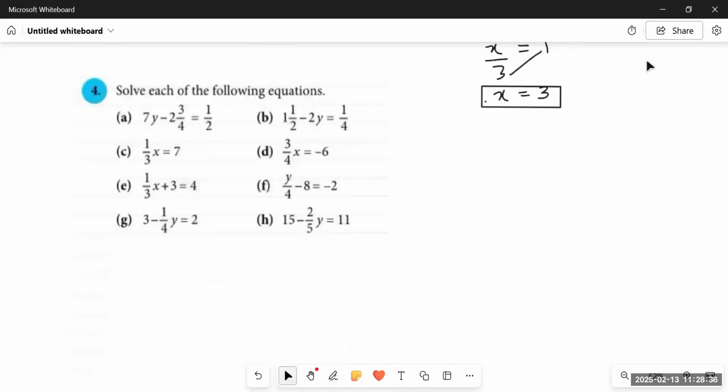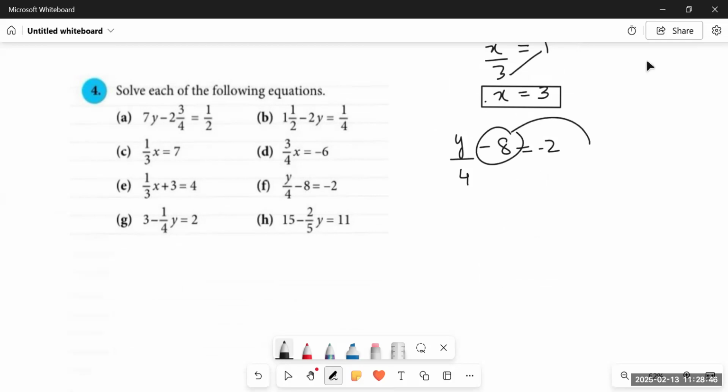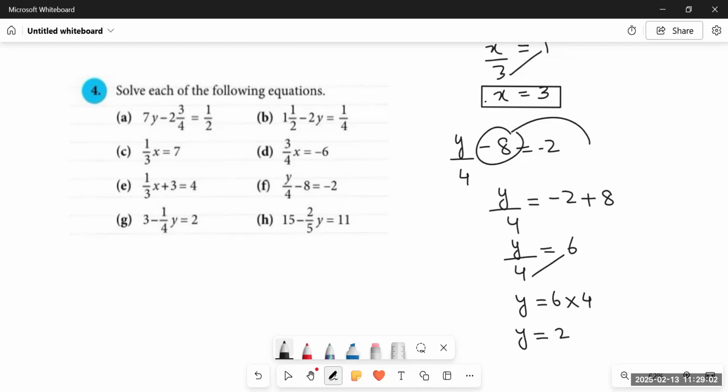How easy these questions are. Just some steps and done. y upon 4 minus 8 is equal to minus 2. What to do first? We'll shift minus 8 to the other side. It would be y upon 4 is equal to minus 2 plus 8. So the answer would be y upon 4 is equal to 6. Then we will shift this 4 to the other side. It would be y is equal to 6 multiplied by 4. And the answer would be 24.